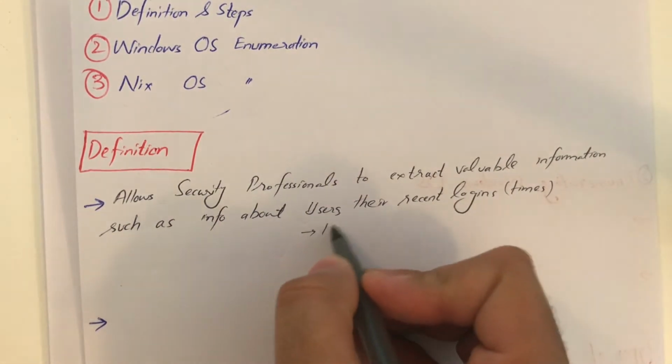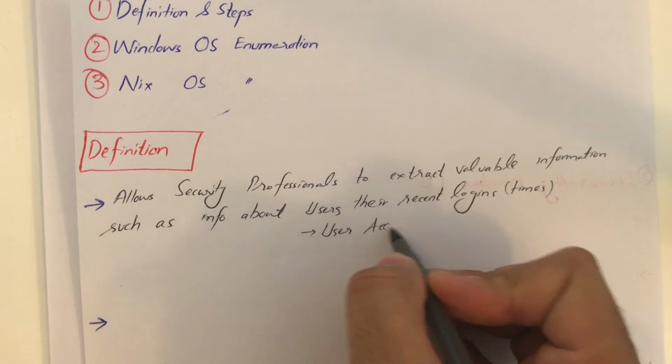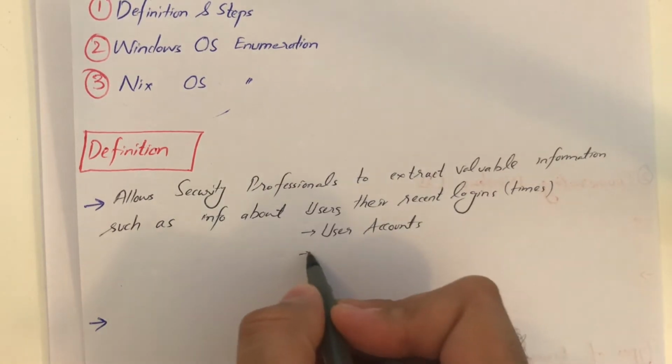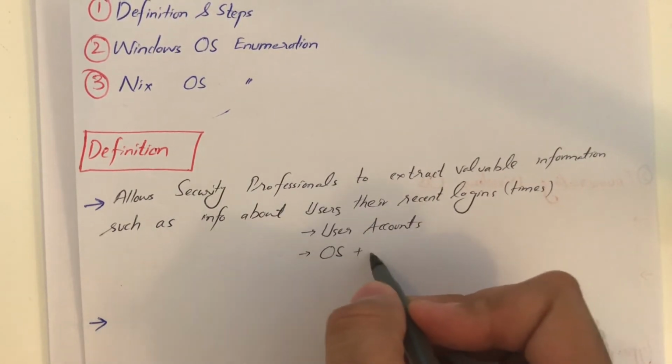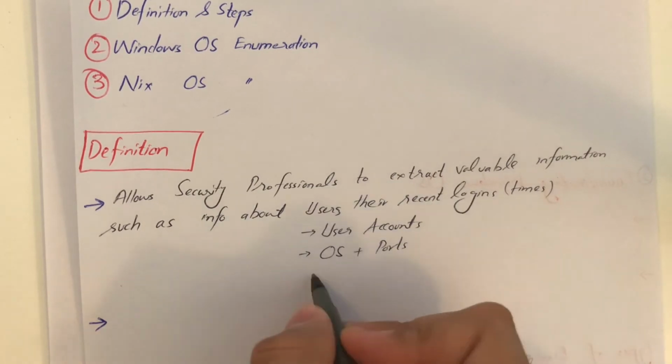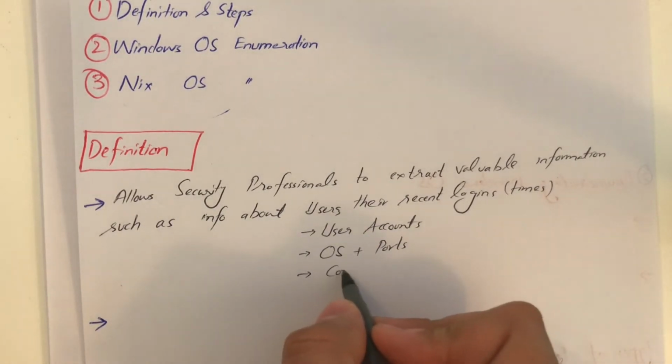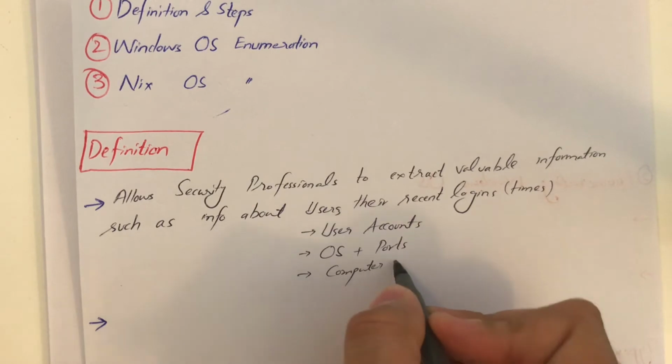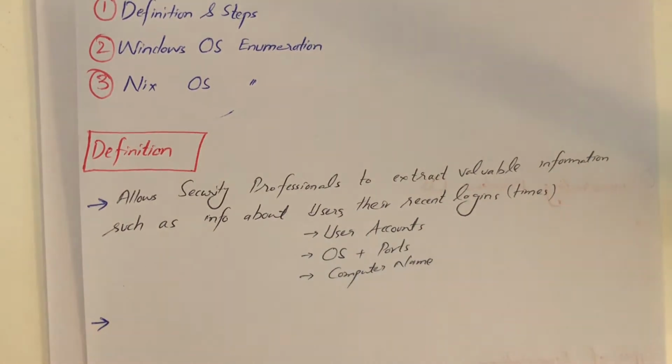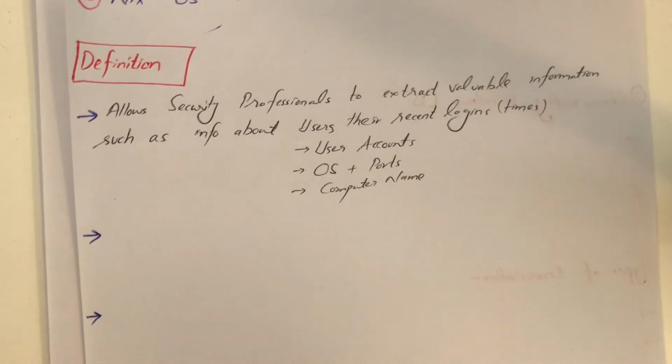You can say user accounts can be found. You can find the user accounts. You can find operating system plus port details, like whether a port is closed or open. You can also find the computer name, and you can even find the files stored on that computer as well.